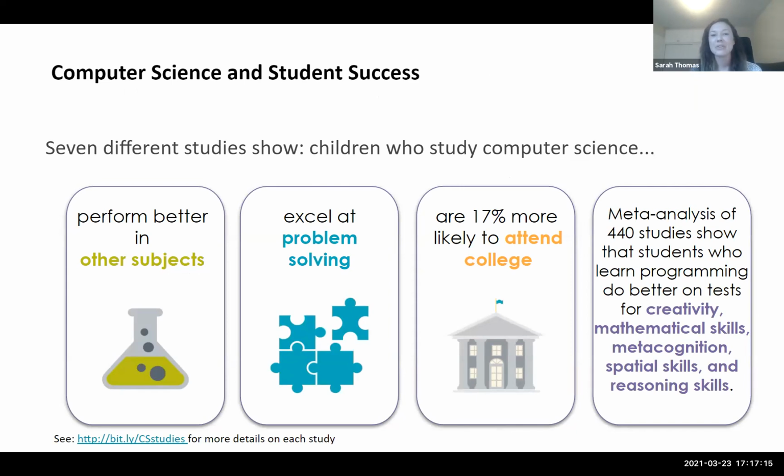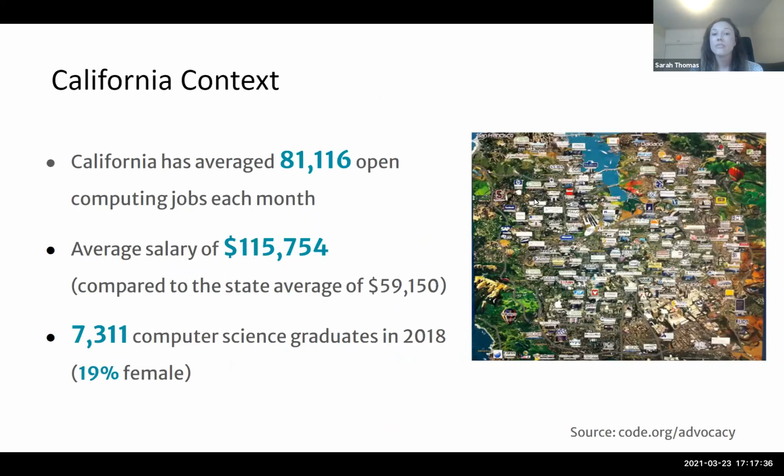Students who study computer science tend to perform better in other subjects, especially math. They tend to excel at problem solving, are statistically more likely to attend college, and test better on skills such as creativity and reasoning skills. And in California, there are many times more computing jobs that open up each month than there are computer science graduates. So there's definitely a need in California.